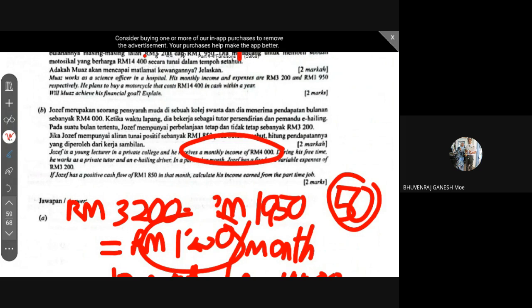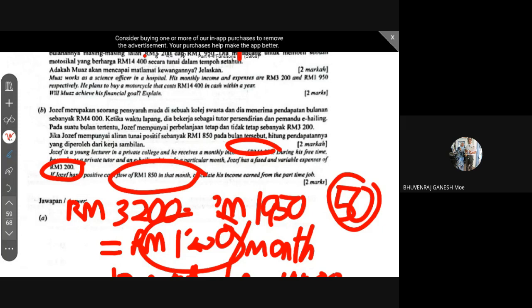Okay, so during his free time, oh my god, I see my occupation now here. He works as a private tutor. Oh my god. Now I'm doing this with you. Okay, so this one 4,000 and then variable expenses 3,200 and then positive cash flow 1,850. So you all, no need to laugh. This one not private, actually it's public already. So many people.